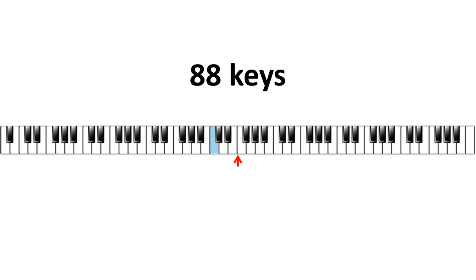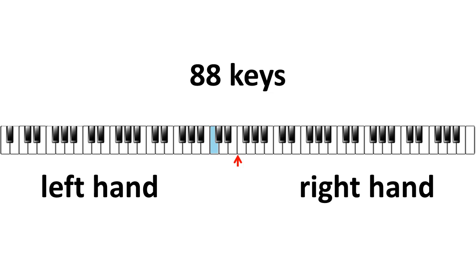Generally speaking, notes on the left side of the middle C are played with the left hand, and notes on the right side of the middle C are played with the right hand. Now watch out! You can also play higher notes than the middle C with your left hand, and lower notes than the middle C with your right hand. So this is only a general indication rather than a rule.